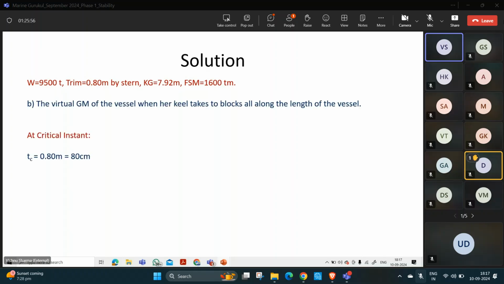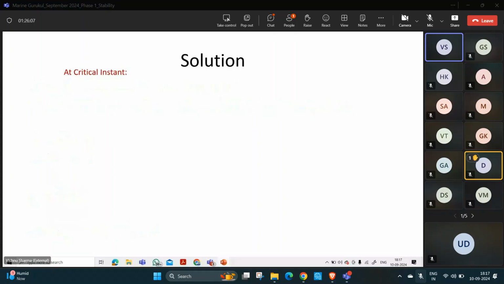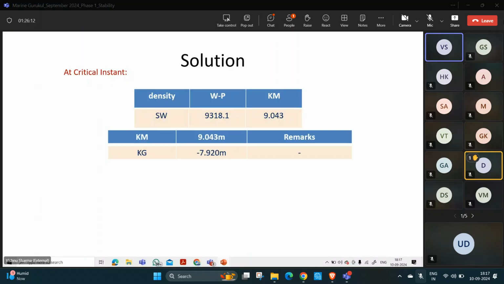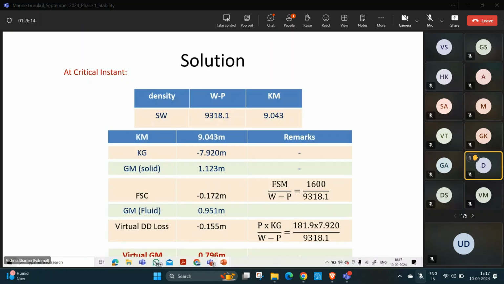This is part B of the question. At the critical instant, we get the P as 181.9. Gaurav had also validated it. And now for W minus P, we have to get the KM, and that is 9.043. And then we go on to get the GM as 0.796 or 797. Both are correct. Don't worry if you're getting 797, it's perfectly fine. No issues.